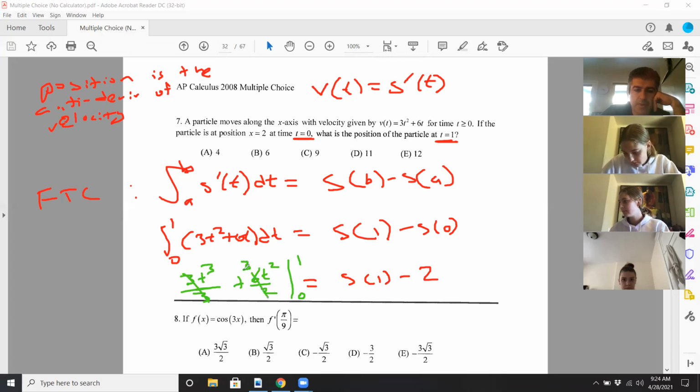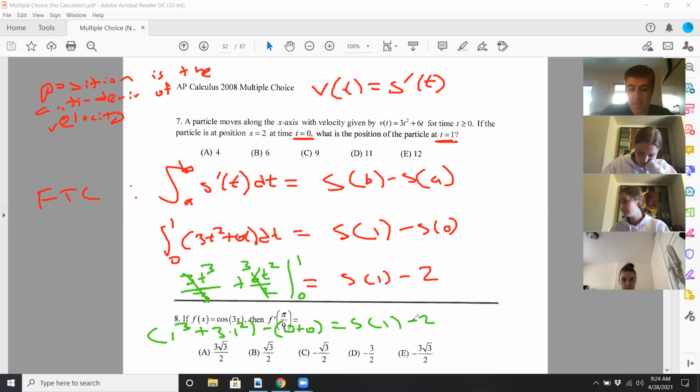So you get t cubed plus 3t squared. So you're going to plug in 1. So 1 cubed plus 3 times 1 squared, minus, and you just get 0 plus 0. The left side, if you do it carefully, should be 1 plus 3, so you should get 4. Equals s of 1 minus 2. So s of 1 will be 6. And there you go. So the answer is 6.